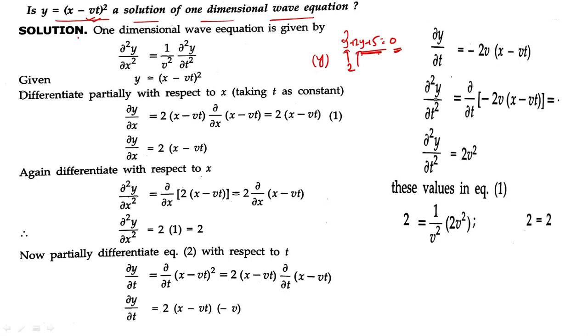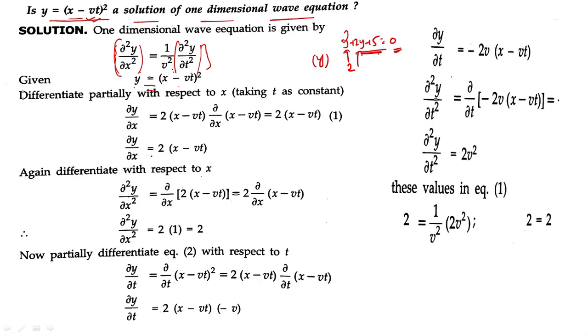Now we have to check whether this y equal to (x minus vt) squared is the solution or not. We know this is the one dimensional wave equation: del square y by del x square is equal to 1 by v square del square y by del t square. Now you have to find the left side, del square y by del x square. That means you have to differentiate y with respect to x 2 times, and then find the right side, differentiate y with respect to t 2 times, then multiply with 1 by v square. If these two are equal, then definitely that will be a solution. That means it satisfies the differential equation.